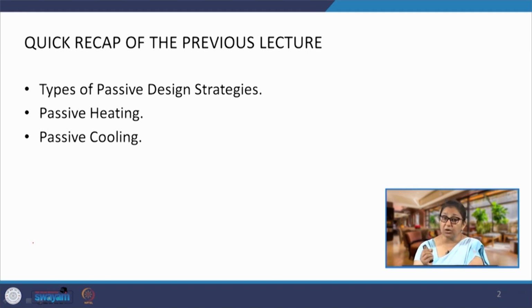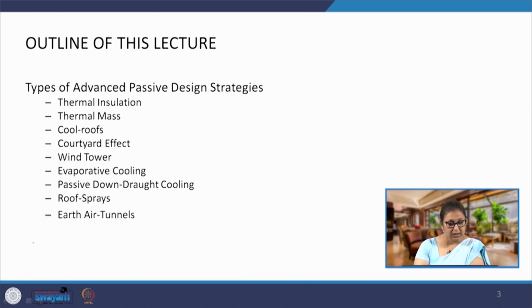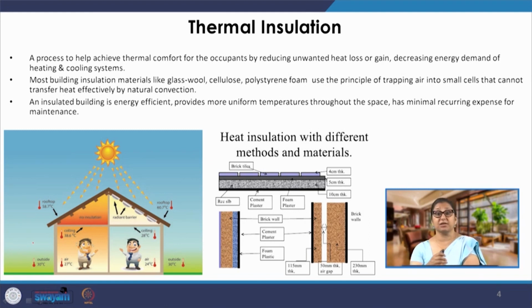That is why we are calling them advanced passive features. Some of them may also require a little bit of energy to be supplied to make them function well, which we will see in the lecture today. In this lecture we are going to look at some of the advanced passive design strategies such as thermal insulation, thermal mass, and courtyard effect. We have seen courtyard as a design element; we will look at the detail of it here. Then evaporative cooling, different versions of evaporative cooling such as down draught cooling or roof sprays, and earth air tunnels. So, let us begin with the advanced passive strategies.